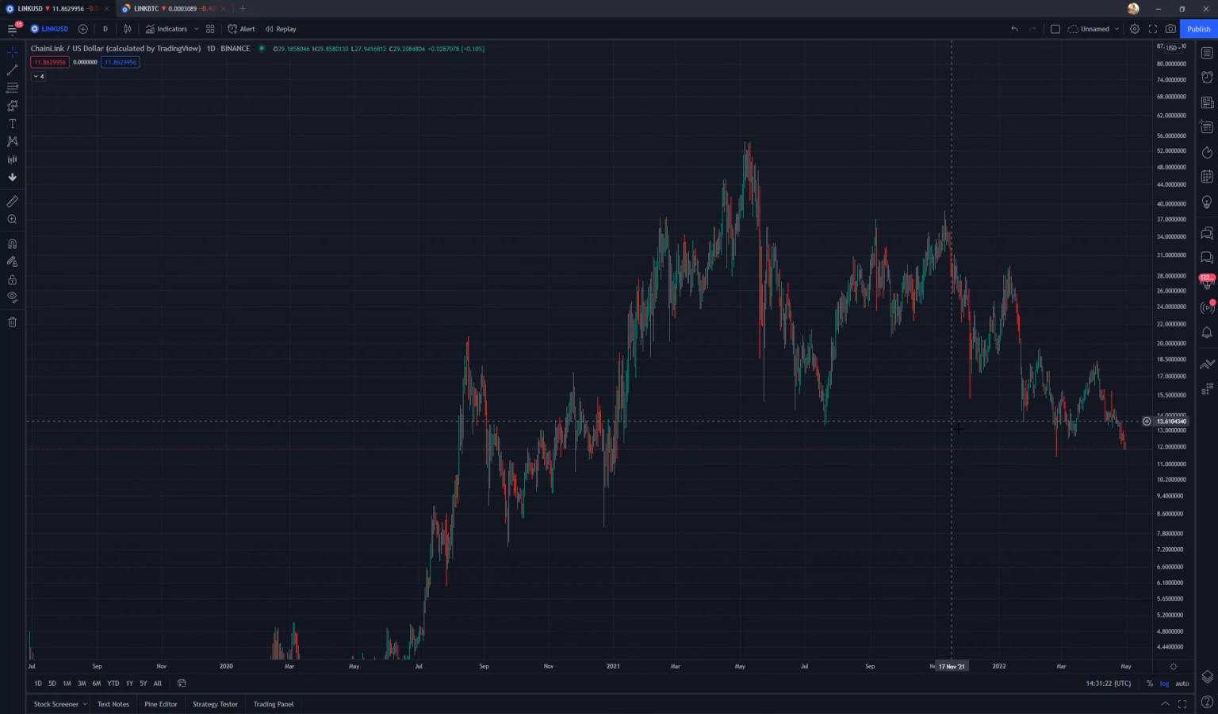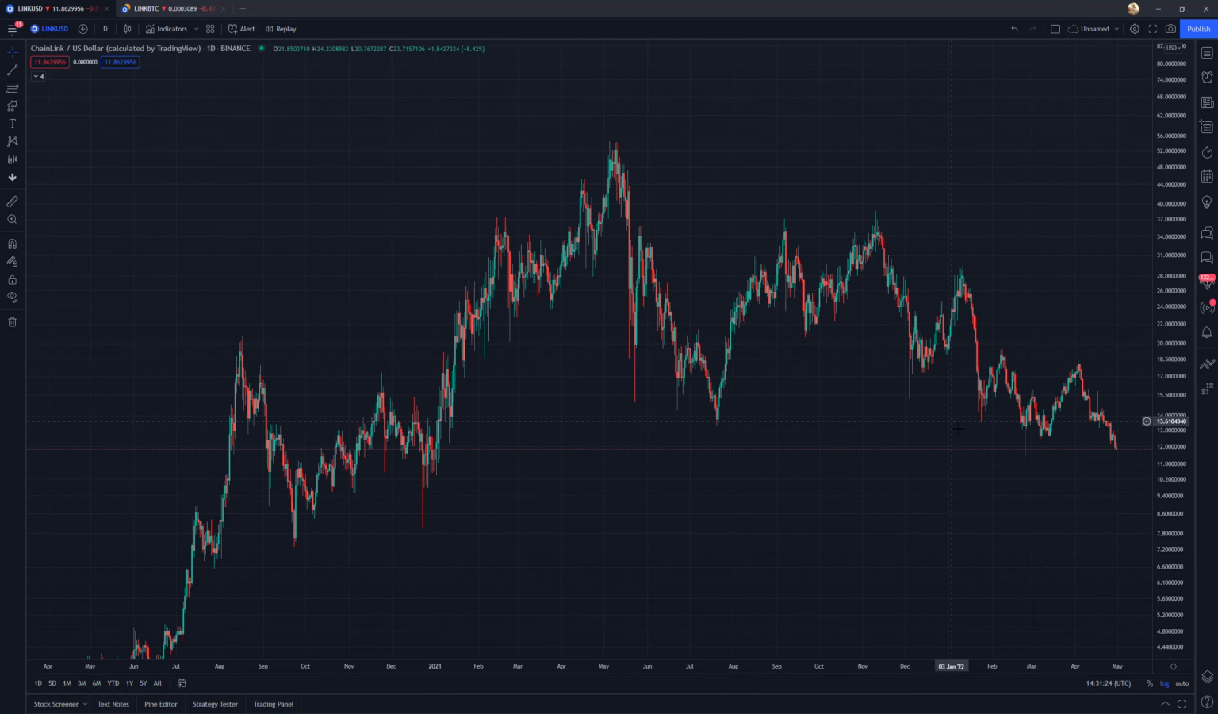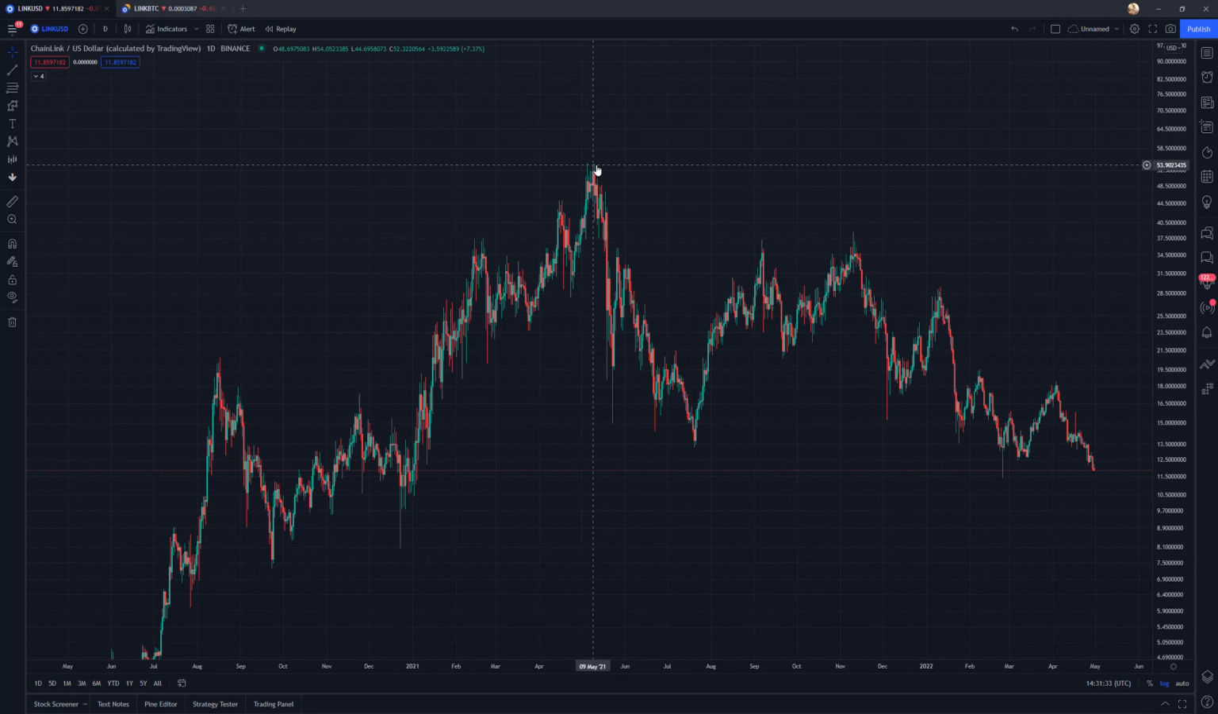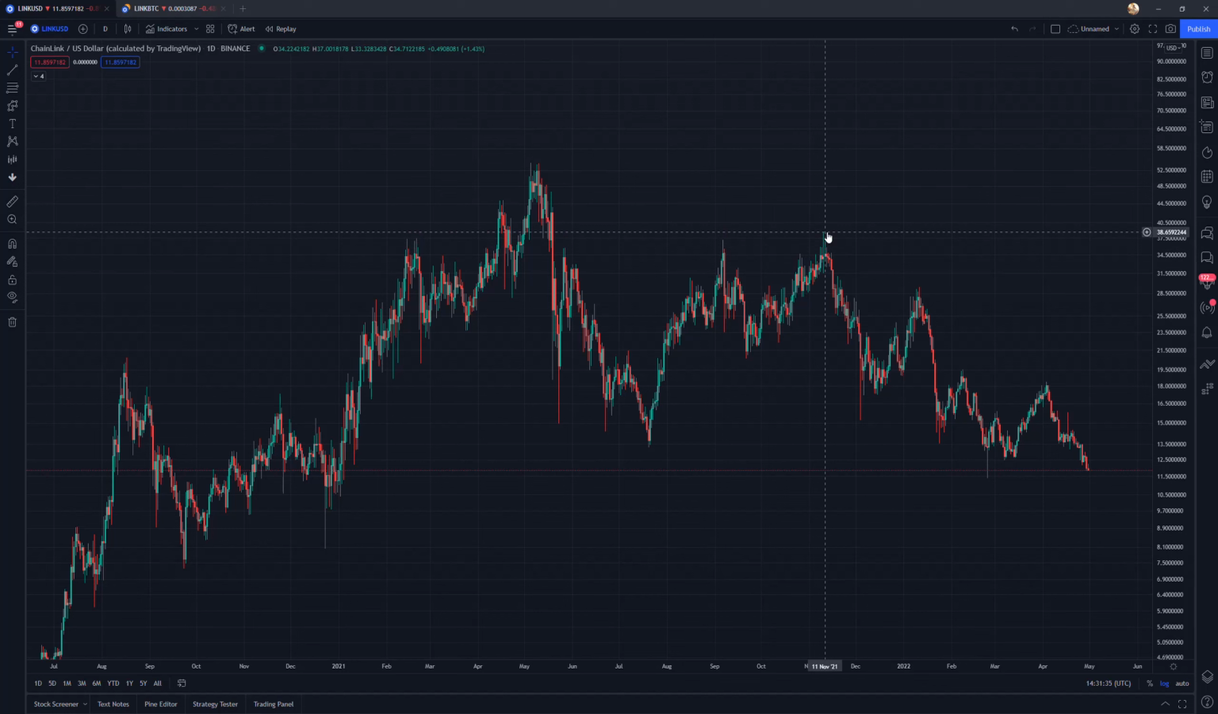Alright, so let's dive in here. I'm on the Link USD chart on a daily, and you can see how basically we have these lower highs that are being consistently put in, right? Where we had this first initial peak at $54, we came back up to $39, and then the most recent high was around $30. So each high is getting progressively lower, and the lows are pretty much declining too.